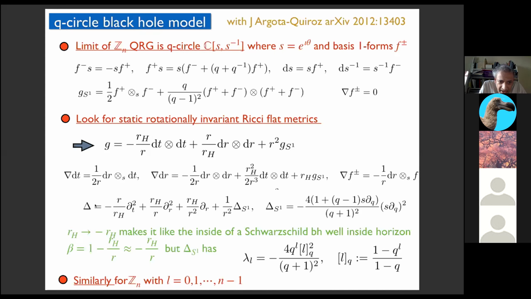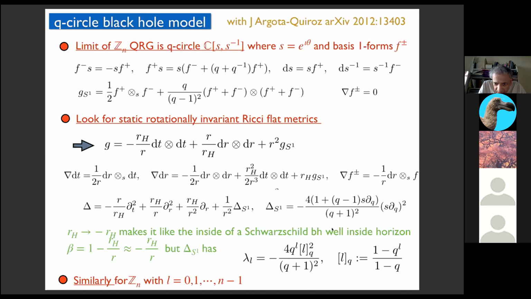The Laplacian looks like this. There is curvature. The curvature blows up at r equals 0. This is the Laplacian. Now this Laplacian here, instead of being the usual S1 Laplacian, it becomes this q-deformed one. And have a look at this. Its eigenvalues here are given by integers, L, but the eigenvalue is given by a q-deformed integer. So this is the q-deformed integer of L.